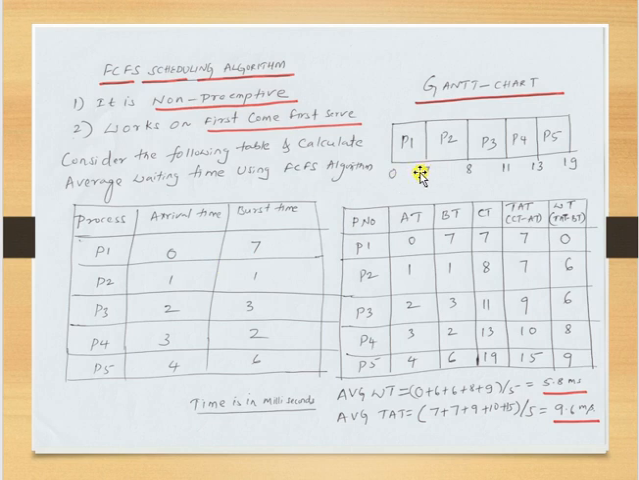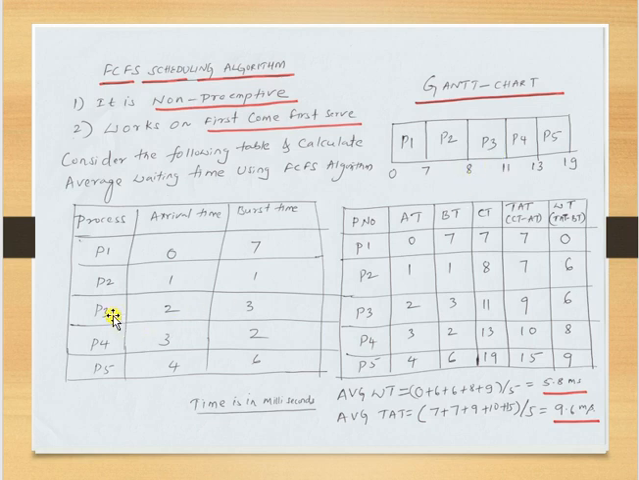How do we schedule the processes? First, as far as the table is concerned, P1 arrives at time 0. So the initial time in the Gantt chart is 0, and the burst time of P1 is 7, so P1 is going to complete at 7 milliseconds. Again, P2 comes from the table. Its arrival time is 1. What is the burst time? You have to consider 7 plus 1, which is 8. P2 is going to complete at 8.